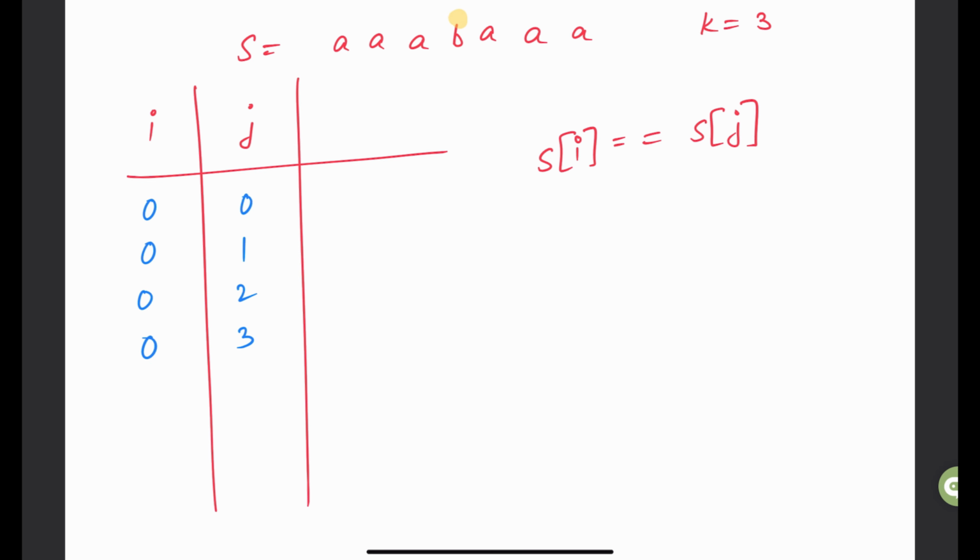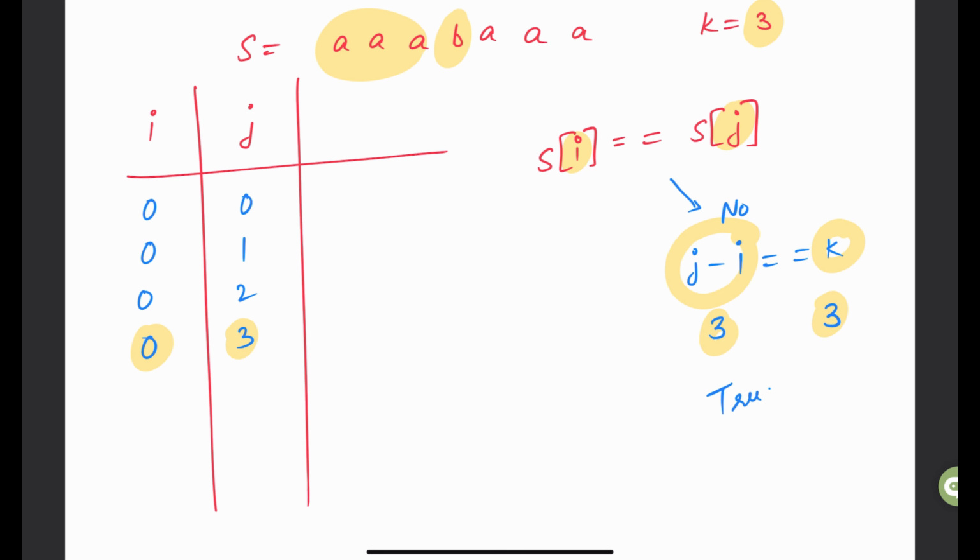For this iteration, j is pointing at B, the values are not equal here, so we'll calculate the length of the substring and compare it against k. The formula is j minus i, is it equal to k? As j is 3 and i is 0, the difference is 3, which is equal to k. As the values match and we have satisfied all of the conditions given to us, this is a valid substring. So we can stop the iteration here and return true.